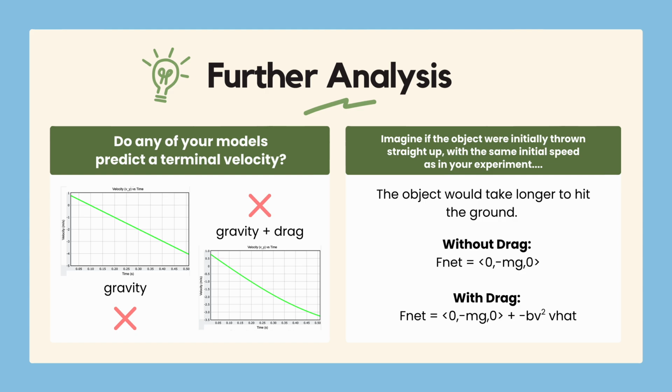For the next question, if the object was initially thrown straight up with the same initial speed as in the experiment, the time this object takes to reach the ground would be longer. The drag forces added to the net force and the increased y values would increase v hat, which would increase the drag force and thus take longer to reach the ground. Drag force opposes motion in both directions, up and down, and prolongs the total flight time.